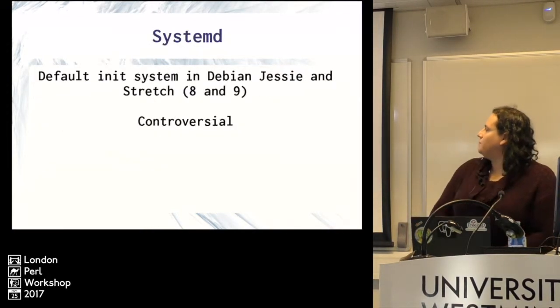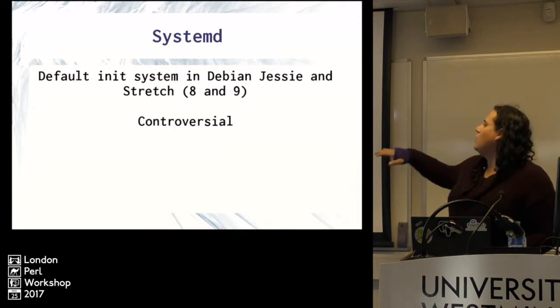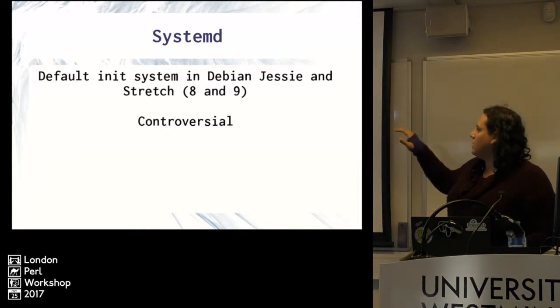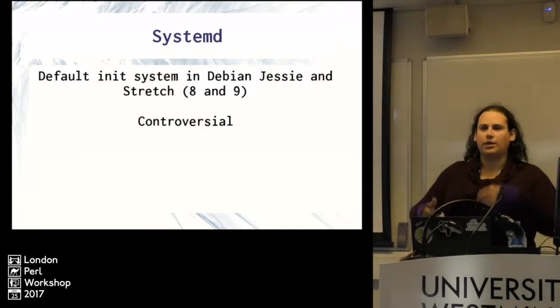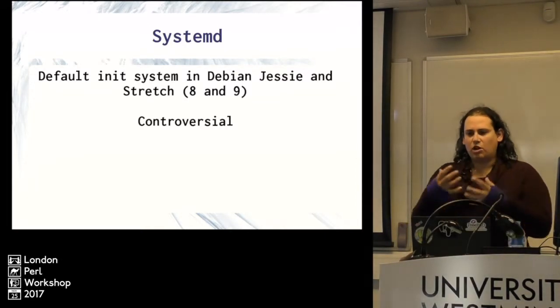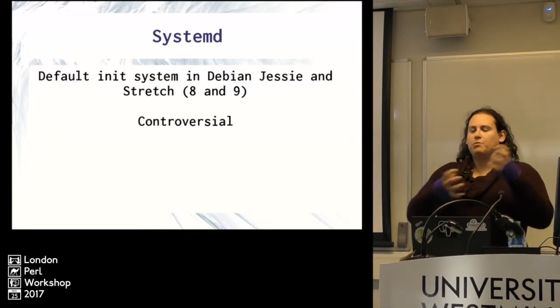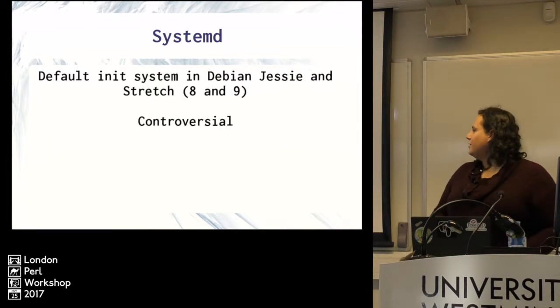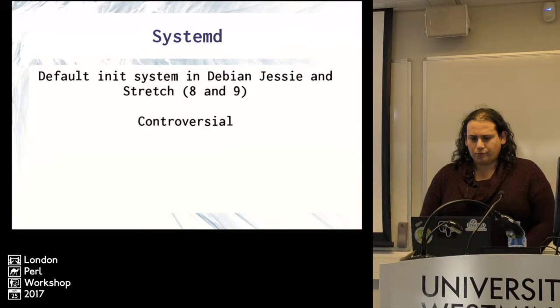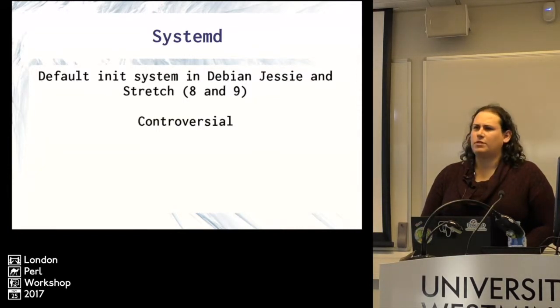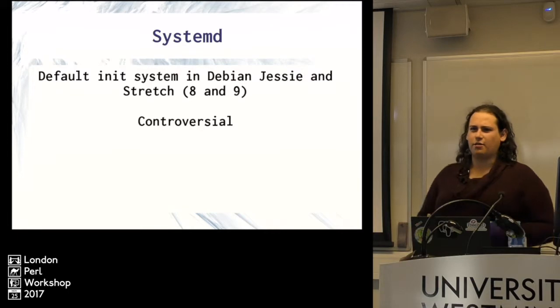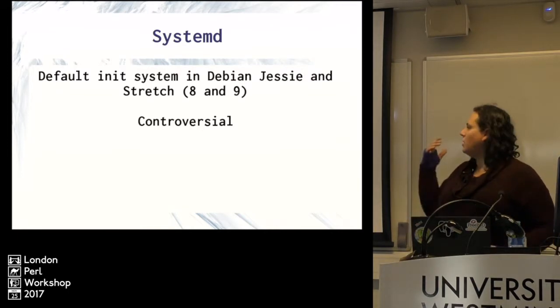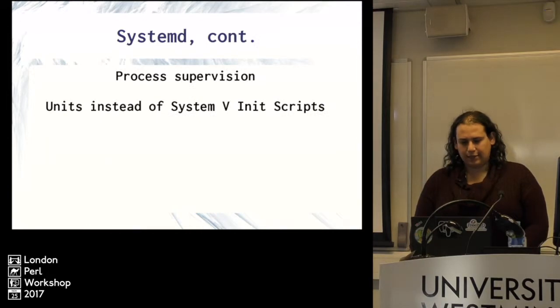Okay, next. Now we get to systemd, which is the default init system in Debian Jessie and Stretch, which are 8 and 9 respectively. Some people find it controversial. Lots of people have very strong feelings about it. Despite that, it's got useful features. It really does. I can see some of the arguments, but it's what we have to use, so we may as well embrace that.